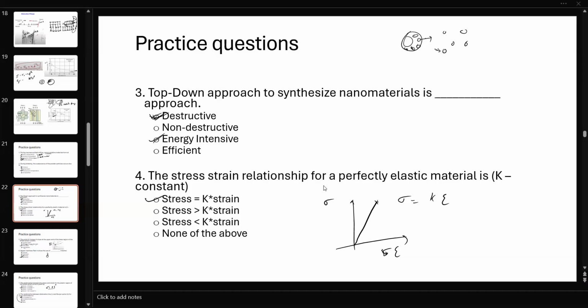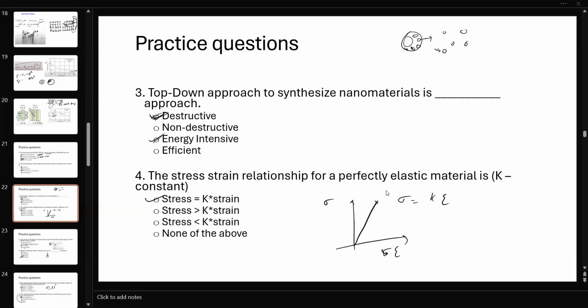The stress strain relationship for a perfect elastic material: sigma equals K times epsilon, where K is constant. In a perfect elastic material you never enter the plastic region, so the stress strain plot is linear. That's what a perfect elastic material is. Your ceramics and all, they're very brittle, and always stay in the elastic region.